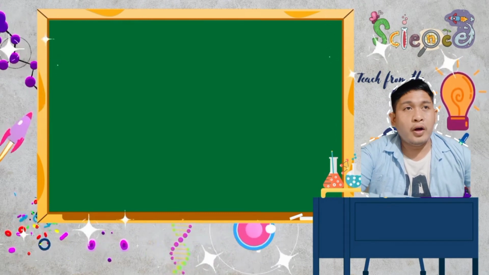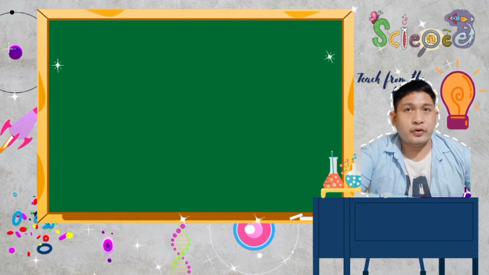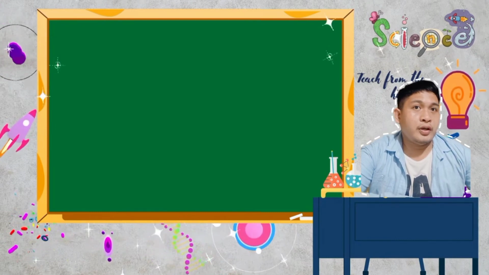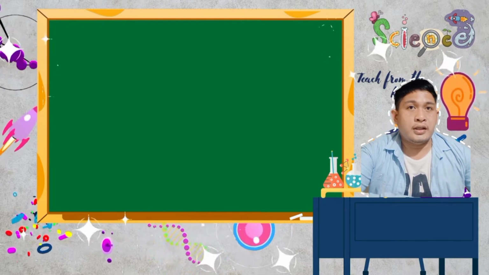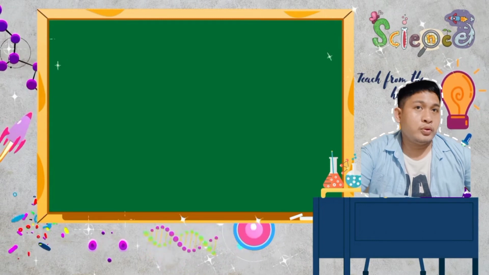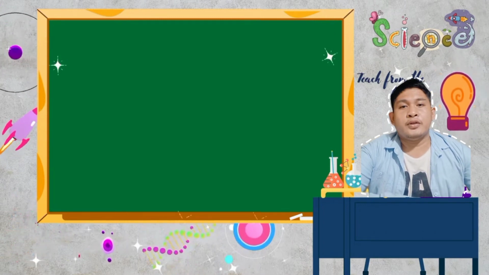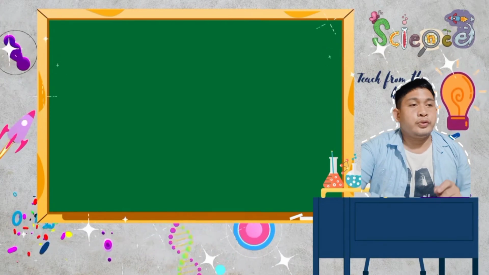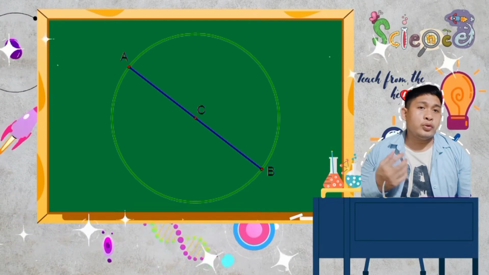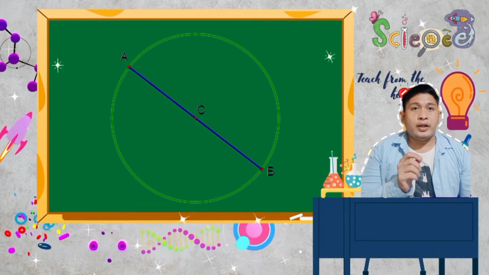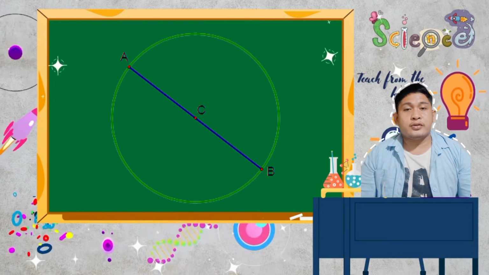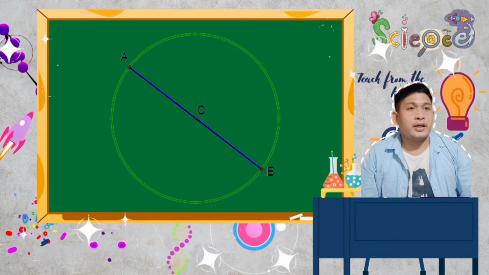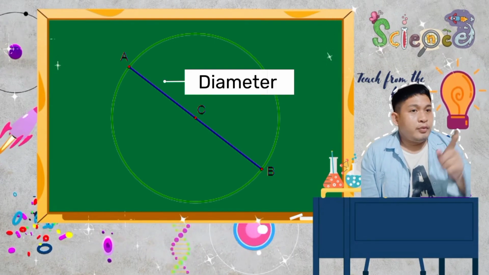Before I tackle our lesson for today, I will show you some images, and I will ask you to describe and explain what you think each one is. The first picture I will share with you is this. What do you call the line from one end of a circle to the other end that passes through the midpoint? Yes, Mr. Brian, what do you call that line? Yes, that's good. It is a diameter.